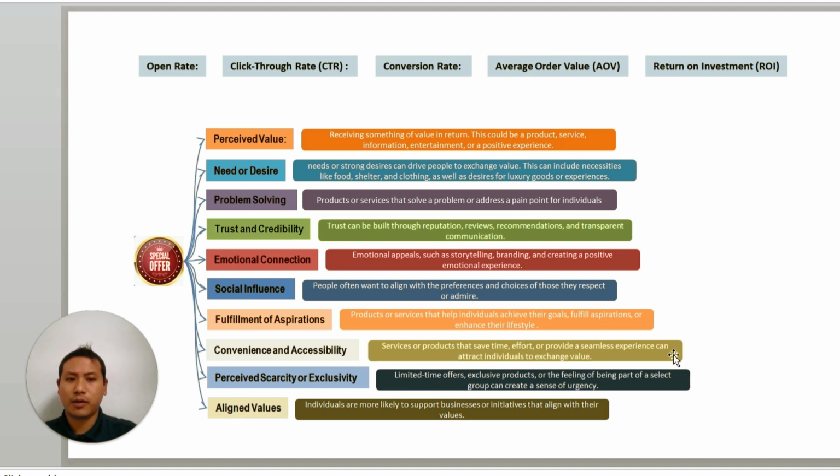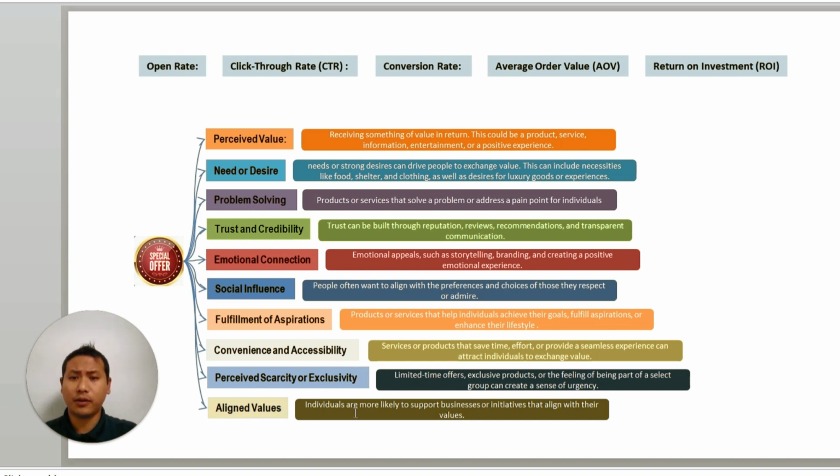And the perceived scarcity or exclusivity. This is really, really important. So if you are doing any sort of sales campaign or anything related to your offer, make sure that you create some sort of FOMO, which is fear of missing out. So that could be a limited time offer, exclusive products, or the feeling of being part of a select group, which can create a sense of urgency, right? So this probably is more of the urgency as well as the limited time offer.